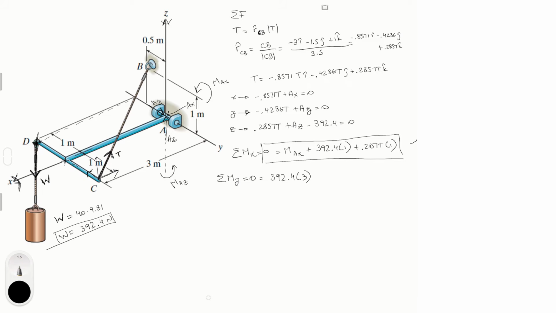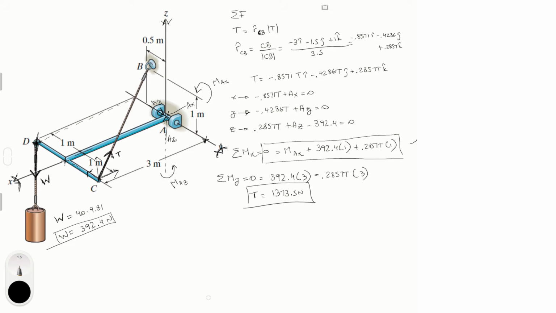It's also generating a moment, which is 0.2857t, and it's negative because it's trying to turn it clockwise, times 3, which is the distance between C and the y-axis. And remember, I'm always assuming that counterclockwise is positive, as if I was looking from the top of the y-axis. And this is all equal to 0. And look, I only have one variable here, which is t, and I have nothing else. So this equation already allows me to solve for t, which is 1373.5 newtons.